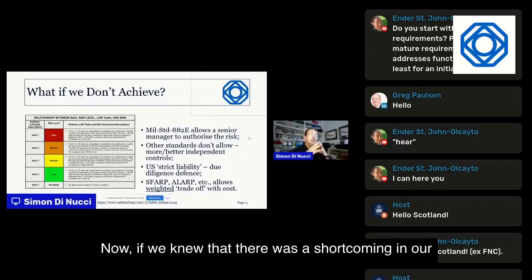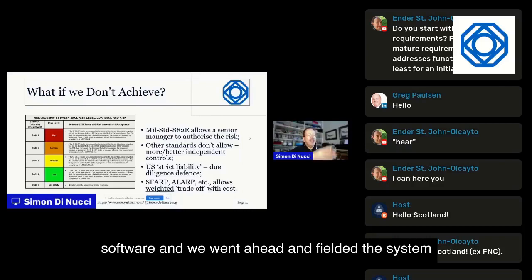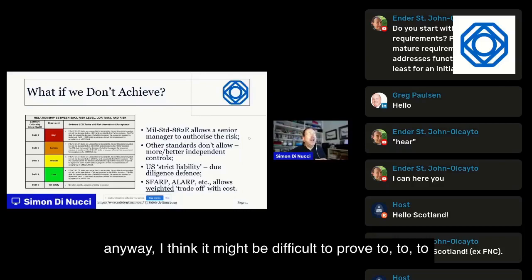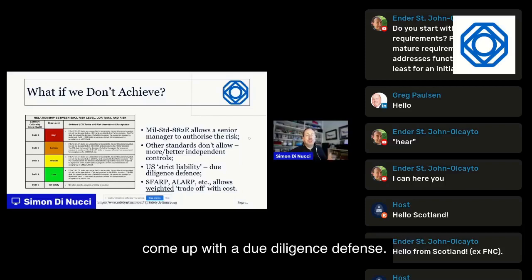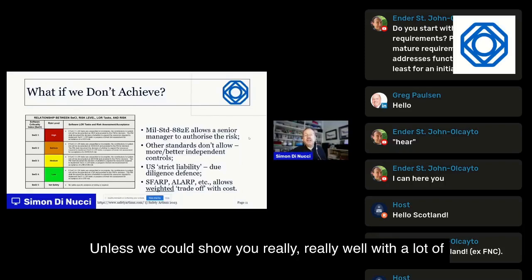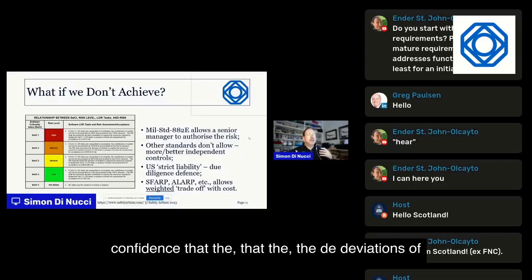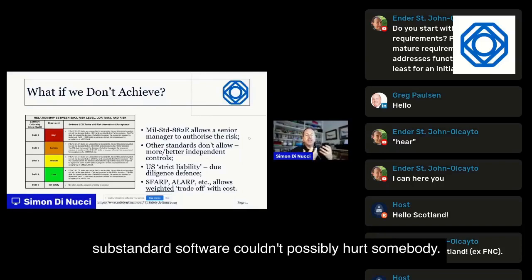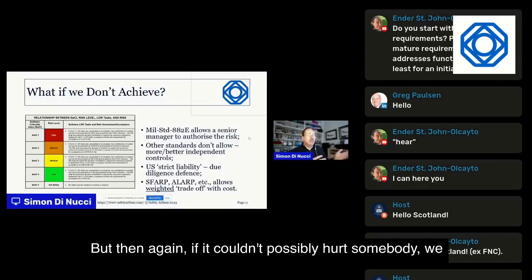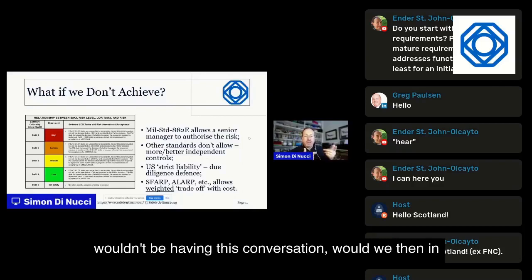Now, if we knew that there was a shortcoming in our software and we went ahead and fielded the system anyway, I think it might be difficult to come up with a due diligence defense unless we could show really, really well with a lot of confidence that the deviations of substandard software couldn't possibly hurt somebody. But then again, if it couldn't possibly hurt somebody, we wouldn't be having this conversation, would we?